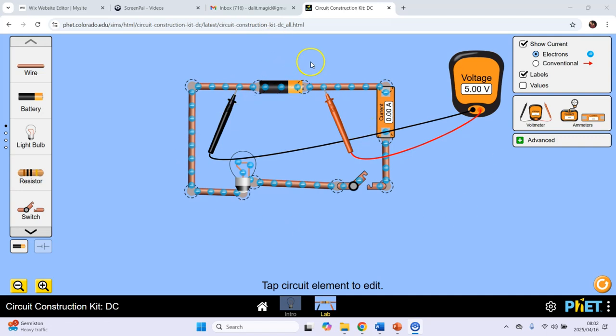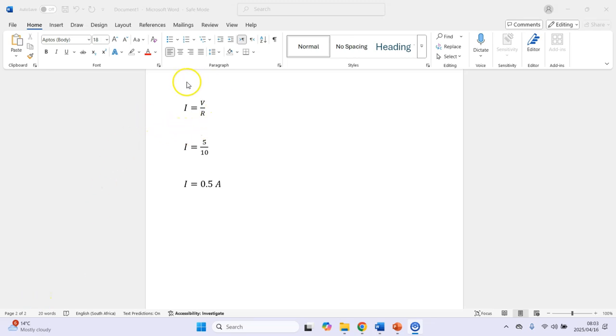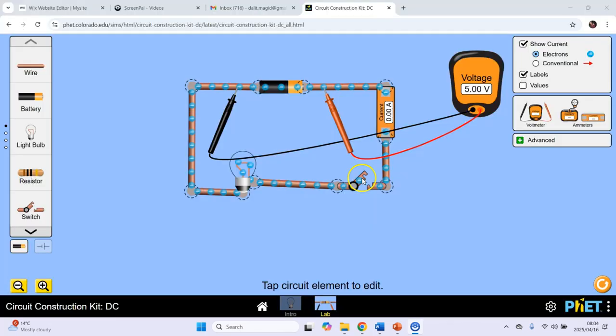We have a circuit with one cell that measures 5 volts. We have one light bulb, that's one resistor, and that resistor measures 10 ohms. If we close the switch and allow a current to move through the circuit, what would be the current? To measure current, we apply the formula I equals V over R. The voltage was 5 volts and the resistance was 10 ohms. So when we close the switch, we will find that the ammeter reading is 0.5 amps.